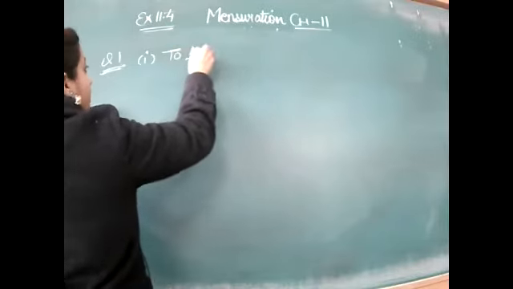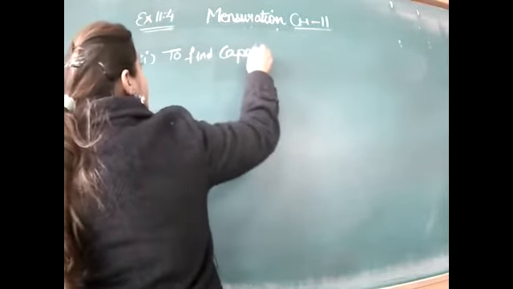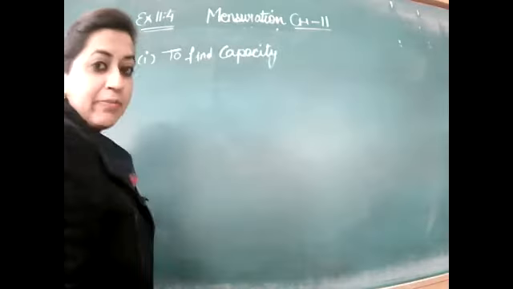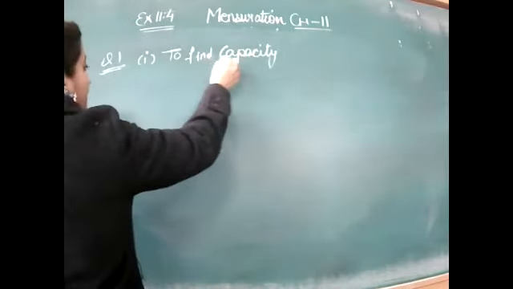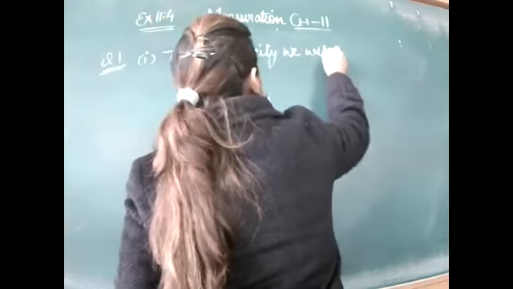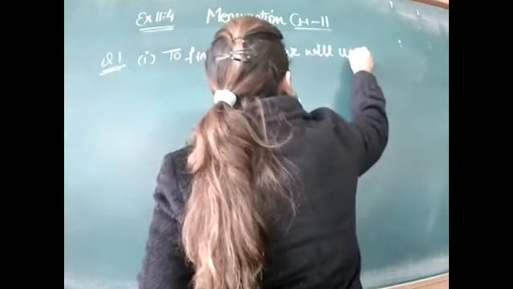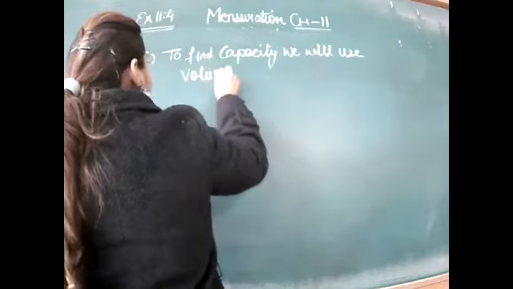So first one is to find how much it can hold. So it means you have to find the capacity. How much it can hold, to find capacity. Capacity means how much water, how much liquid can be poured in that container. So to find the capacity, we will use the volume formula.